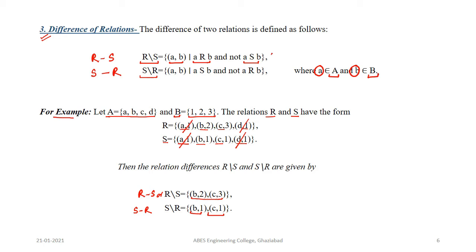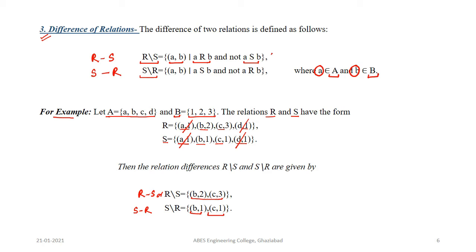The third operation that we have to discuss is the difference operation. The difference of two relations is defined as follows and will be denoted like this. In the first line we are trying to find R minus S, and in the second line we are trying to find S minus R, where R and S are the two relations. So R minus S is the set of the ordered pairs (a, b) such that (a, b) is in R and not in S.